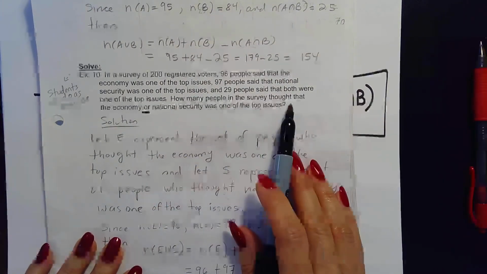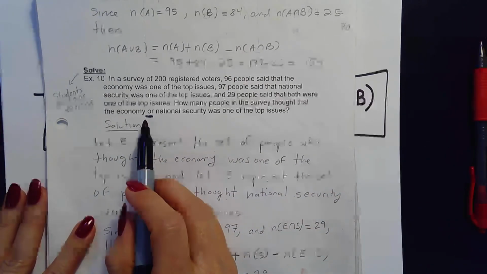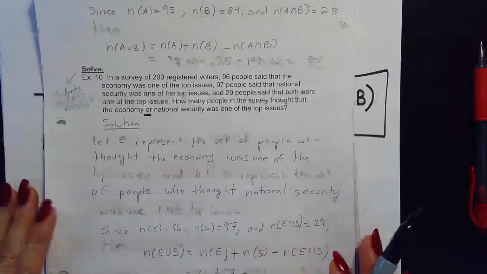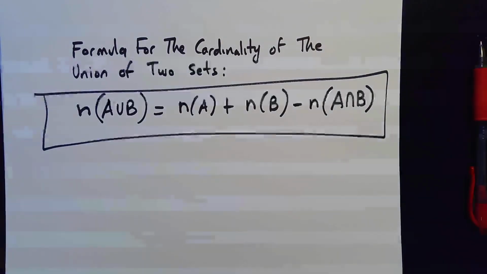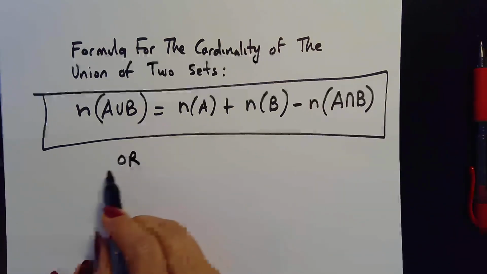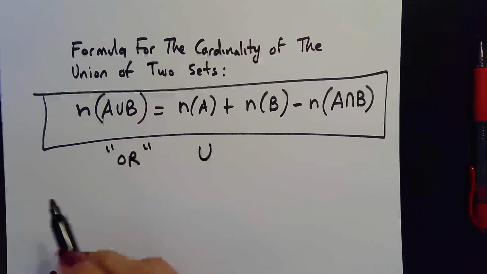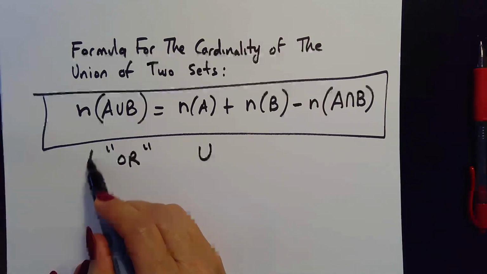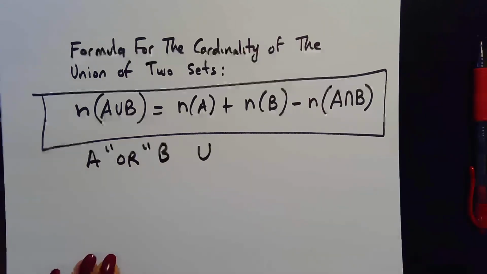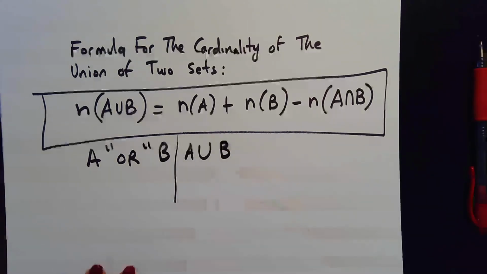How many people in the survey thought the economy or national security was one of the top issues? You see the word or? That means union. Anytime you see the word or, and let me just write that so you don't forget, make sure you use the union. For example, suppose you have A or B, right? A or B, what are you going to write? You're going to write A union B.